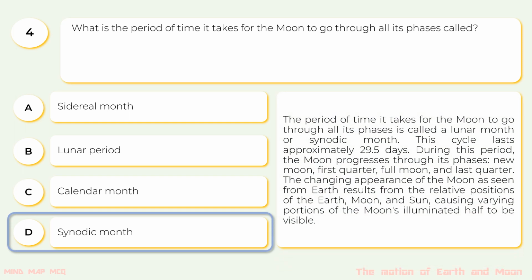The period of time it takes for the moon to go through all its phases is called a lunar month or a synodic month. This cycle lasts approximately 29.5 days. During this period, the moon progresses through its phases: new moon, first quarter, full moon, and last quarter. The changing appearance of the moon as seen from the Earth results from the relative positions of the Earth, moon, and Sun, causing varying positions of the moon's illuminated half to be visible.